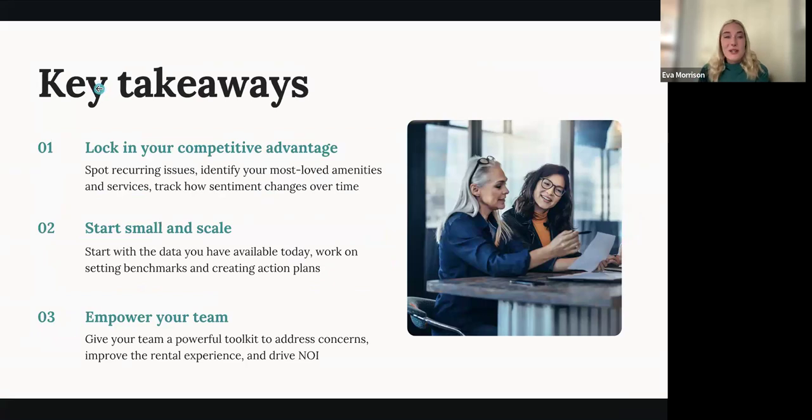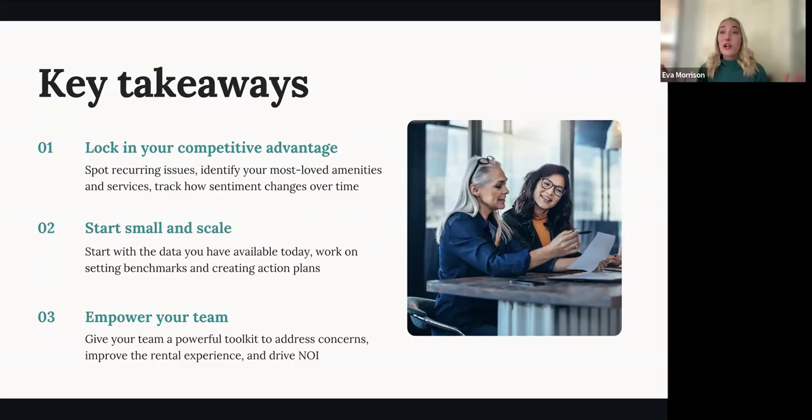So a few key takeaways. I know we're almost at time here. Locking in that competitive advantage. This is something we're really urging a lot of our clients to do. The landscape is getting more and more competitive in terms of rentals. And so being able to spot these issues, identify those really positively perceived amenities and services, and tracking sentiment changes over time can help you lean into your competitive advantage, attract the right people, and keep those units filled.